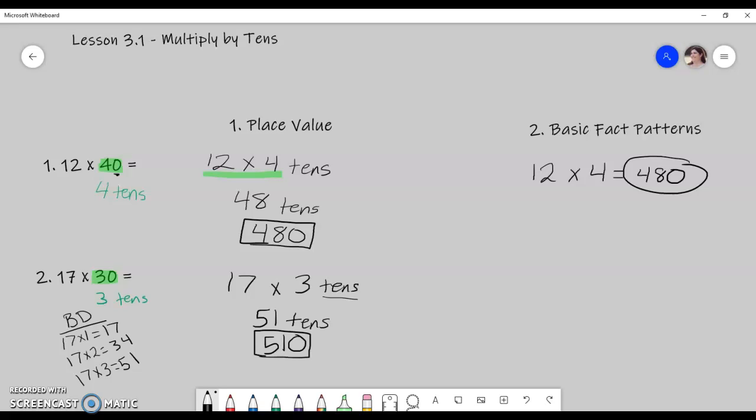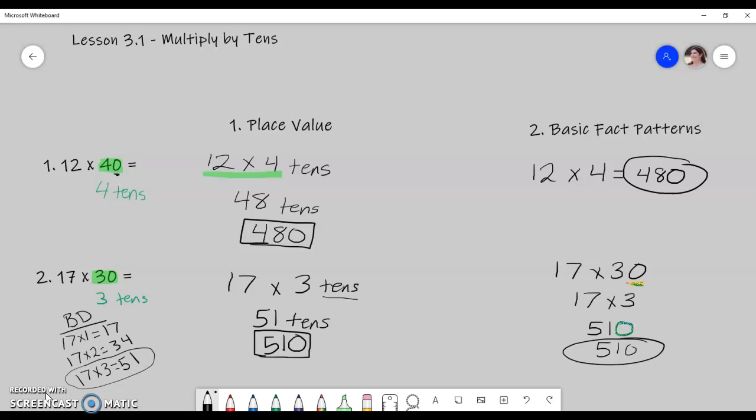And then same thing with the basic math, the basic fact patterns, guys. You do the same kind of thing. We take 17 times 30, but if we drop that 0 for just a second, it's 17 times 3. And if we do our brain dump, we know 17 times 3 is 51. And then we just have to take that 0 that we took away and bring it down. So that means our final answer is 510.